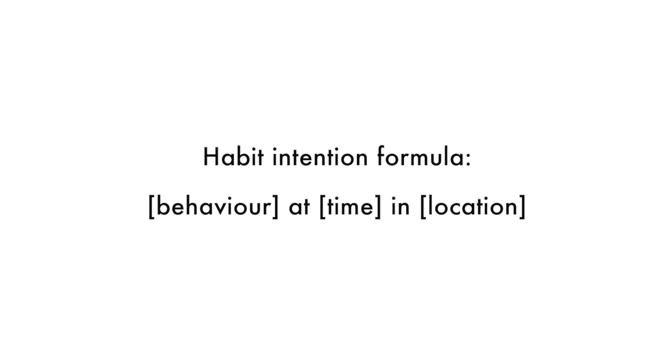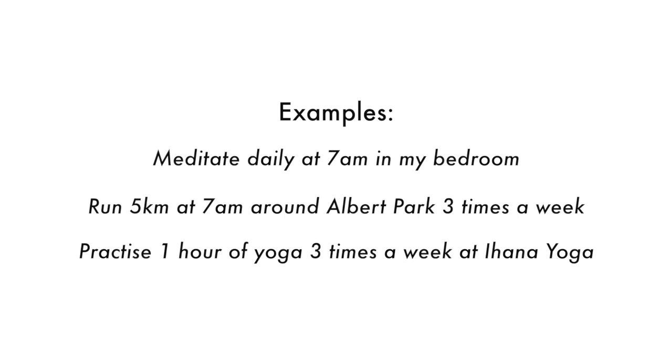One way to define your habit is to use the habit intention formula, which is behavior at time in location. The idea is to make a plan for where and when you will complete your habit so that there is clarity around your habit, and this also helps alleviate decision fatigue in the moment. An example of this could be meditate daily at 7 a.m. in my bedroom.